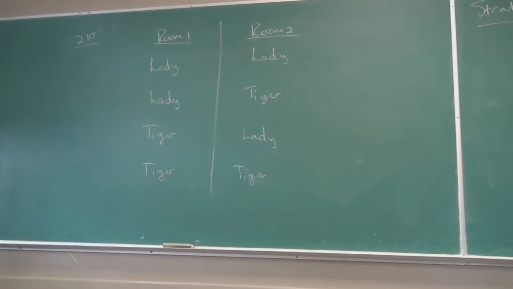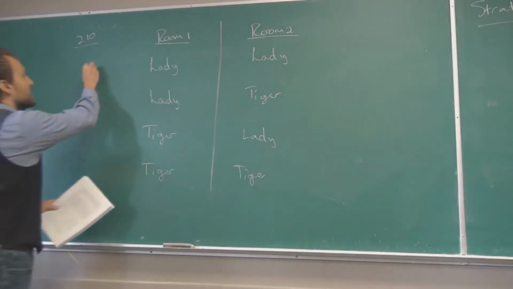Now the king says that the signs are either both true or both false. Door 1 says, at least one of these rooms contains a lady. What does at least mean? At least one. One or more. At least one or more. So if you like, you can swap it out and write one or more. That's fine. Door 2 says a tiger is in the other room. That's a very simple statement.